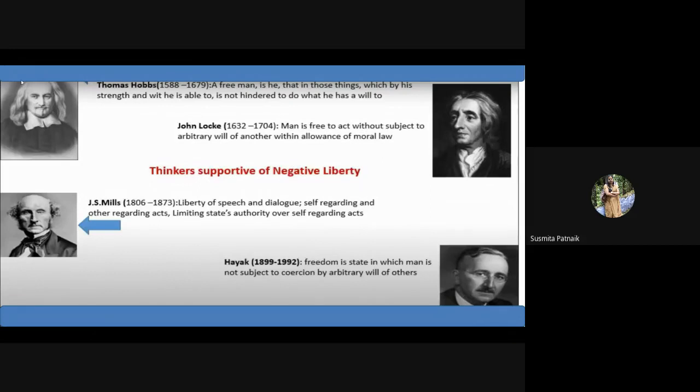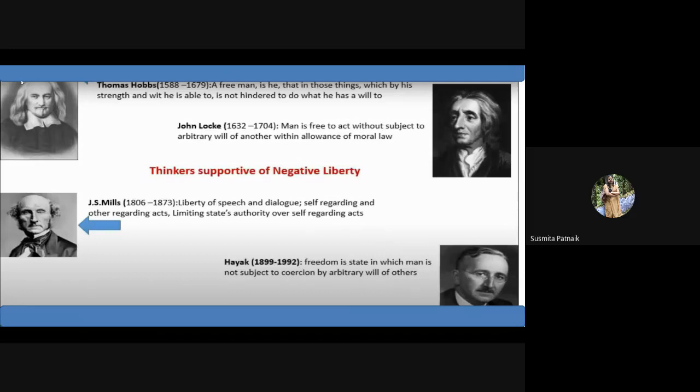Every individual has two types of action, self-regarding action and other-regarding action. Self-regarding action means the action that is related to you, and the action related to another individual or a group of individuals is called other-regarding action. So J.S. Mill says that the state's interference can be justified not in the self-regarding action but in the other-regarding action. This is the 18th century, the modern liberals.